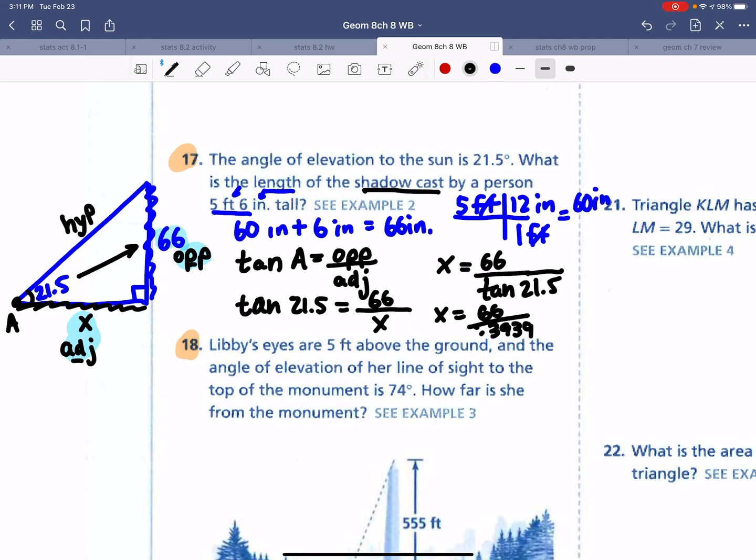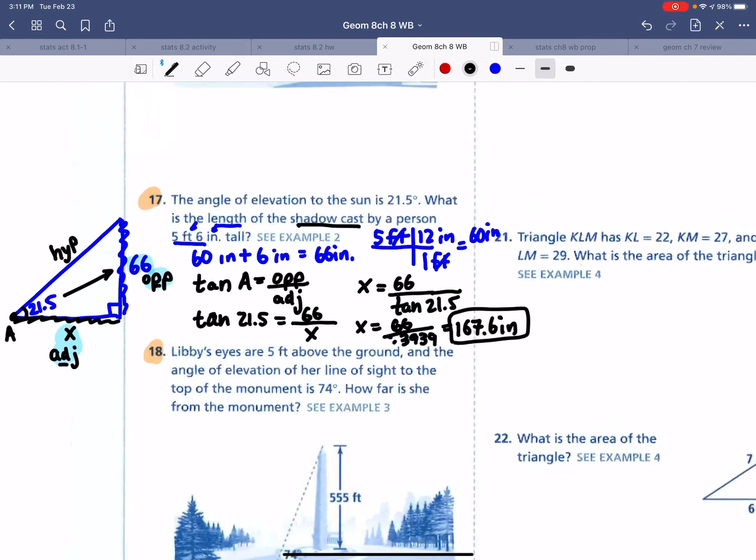0.3939. Okay, so if I multiply that by 66, I get a really big number, 167.6 inches. Now let's see if that makes sense. Angle 22 is a pretty skinny angle. So I actually think that makes sense. If this is 66, this is 167.6. I think that's sounding pretty good.